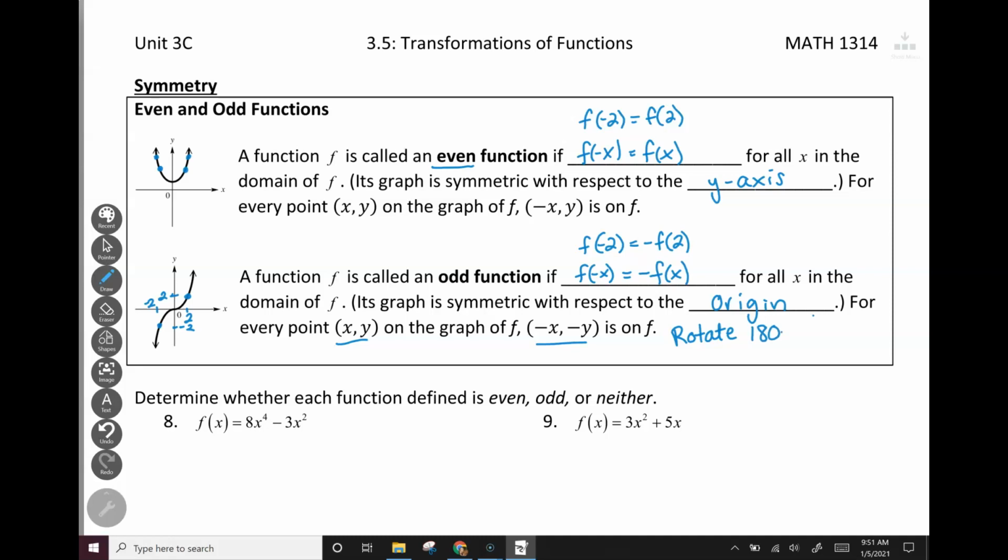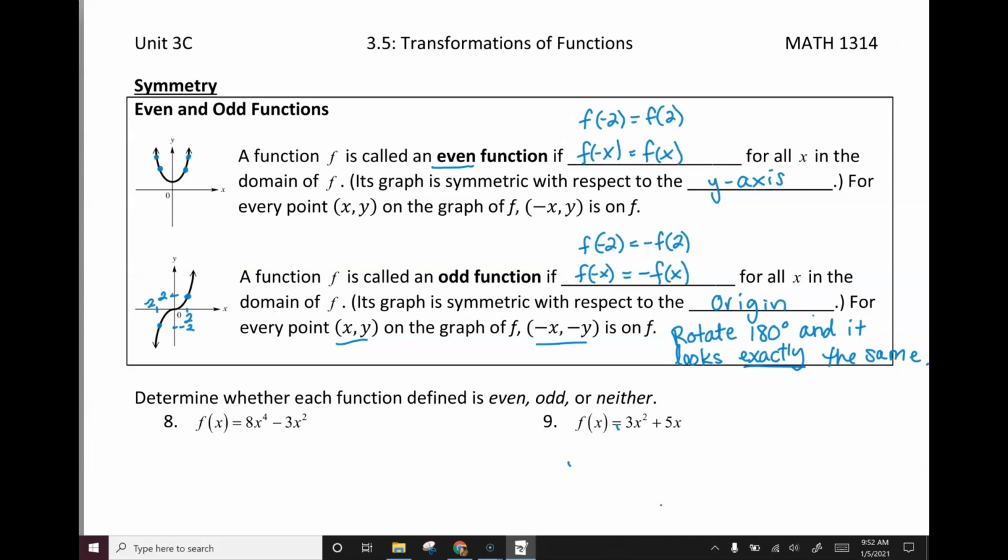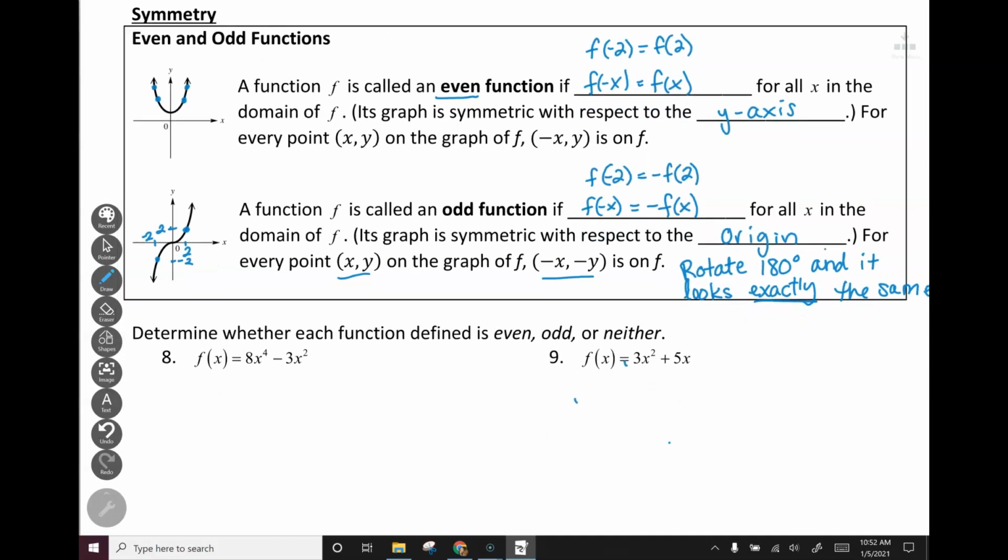So rotate that 180 degrees. That means halfway around, and it should look exactly the same. So you could take your paper and flip it upside down, and your graph should look exactly the same. So that's one way you can tell if a graph is odd or if it is symmetric with respect to the origin. All right, so let's look at a few examples of how questions about even or odd functions could be asked.